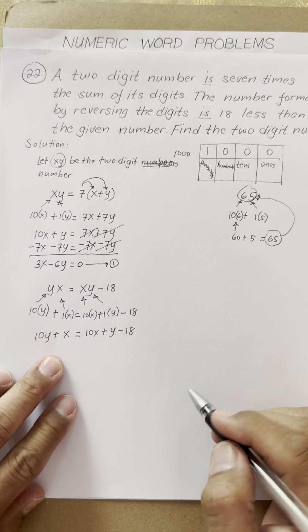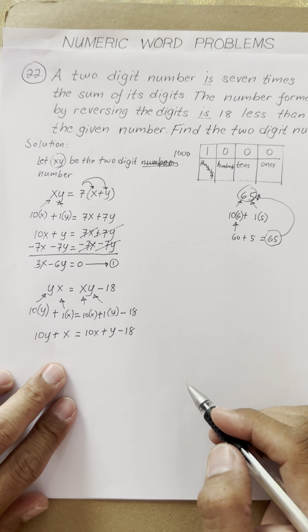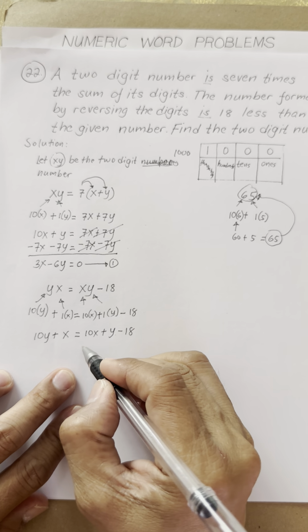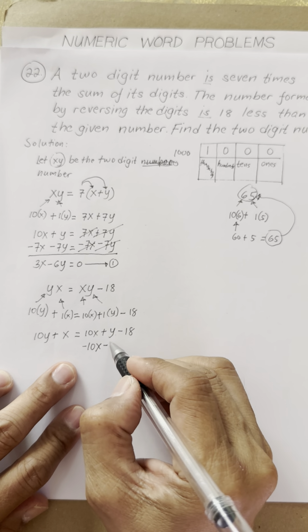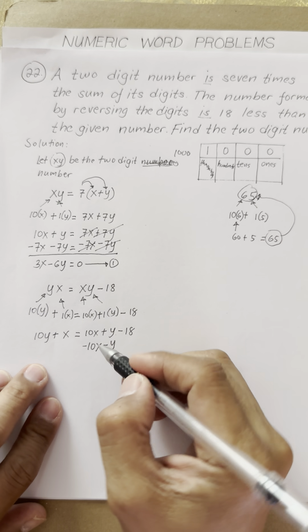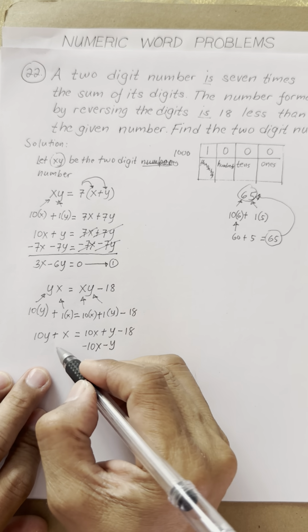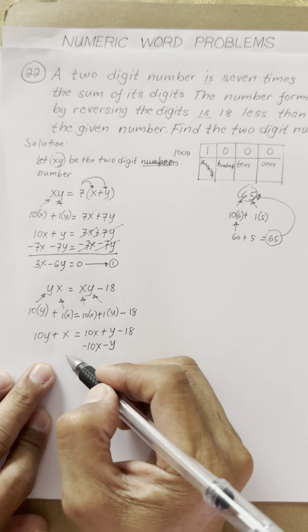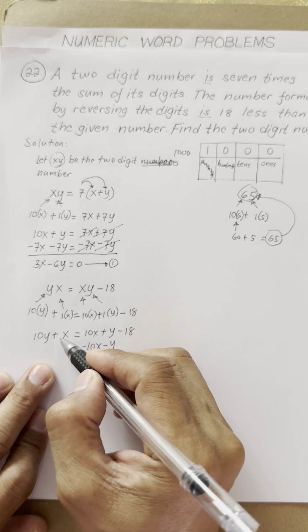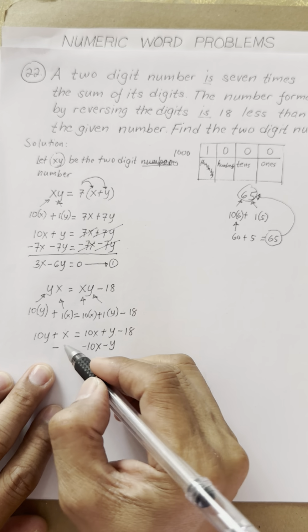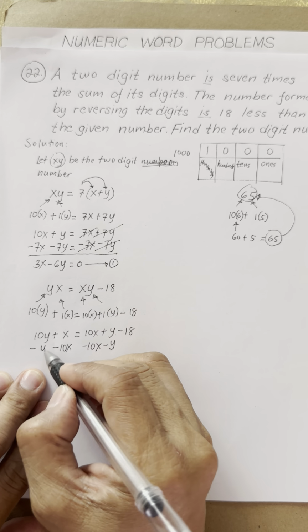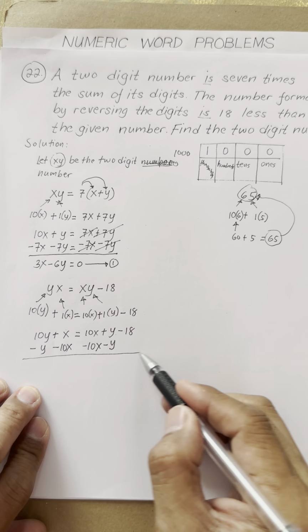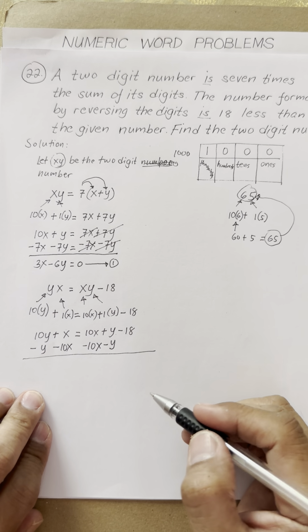So let's combine similar terms. We can subtract both sides by 10x and also y. So do the same on the left side: subtract this with 10x, line it up with the x. So this is 10x, then y here, so minus y, so that we can easily combine them.